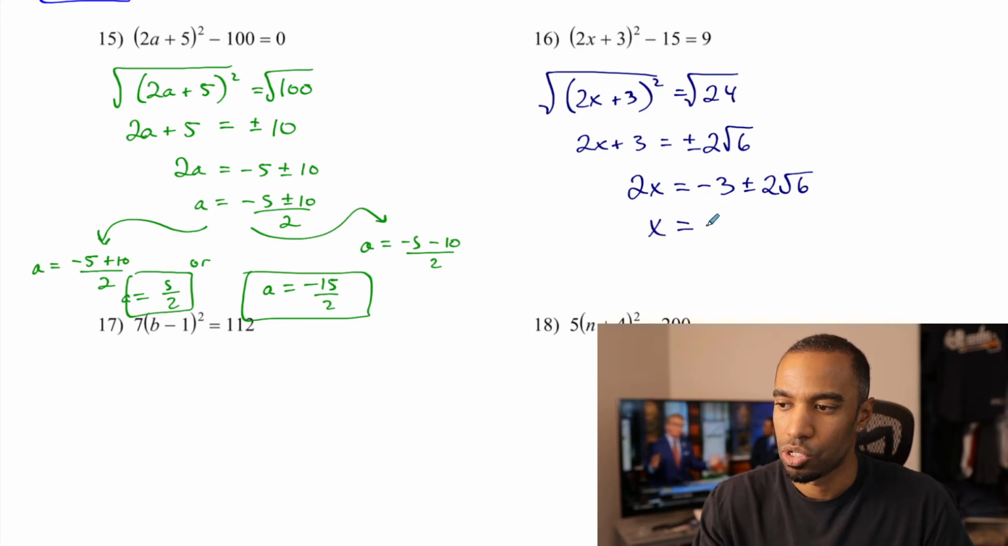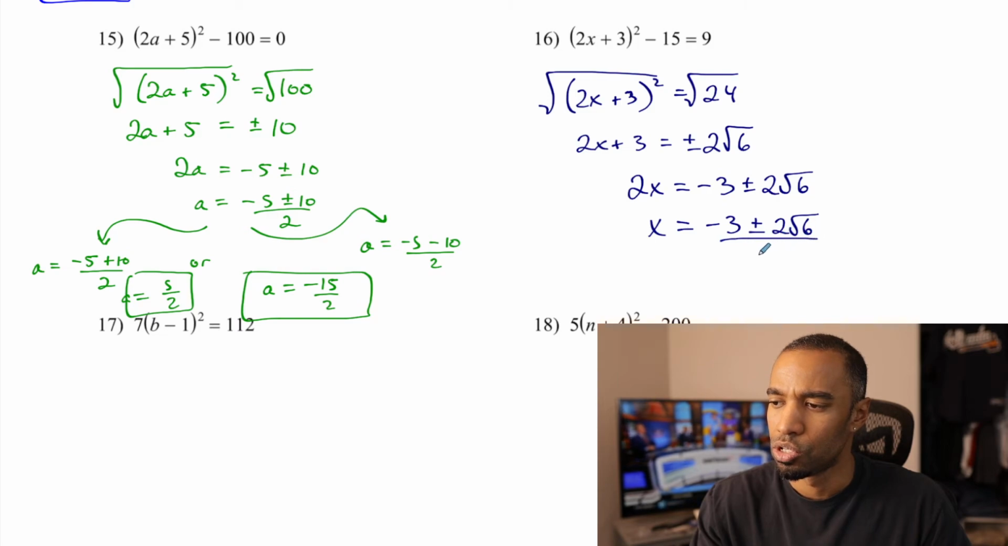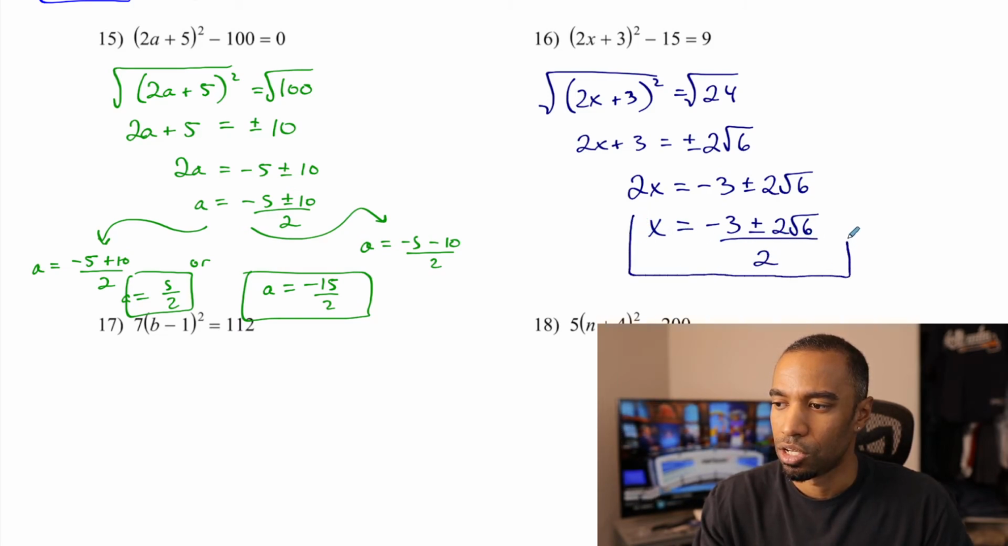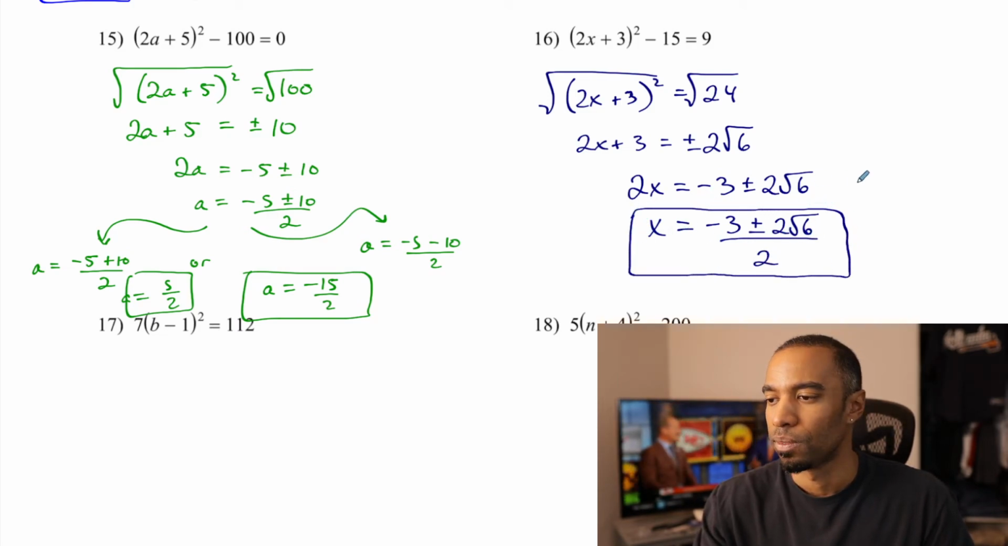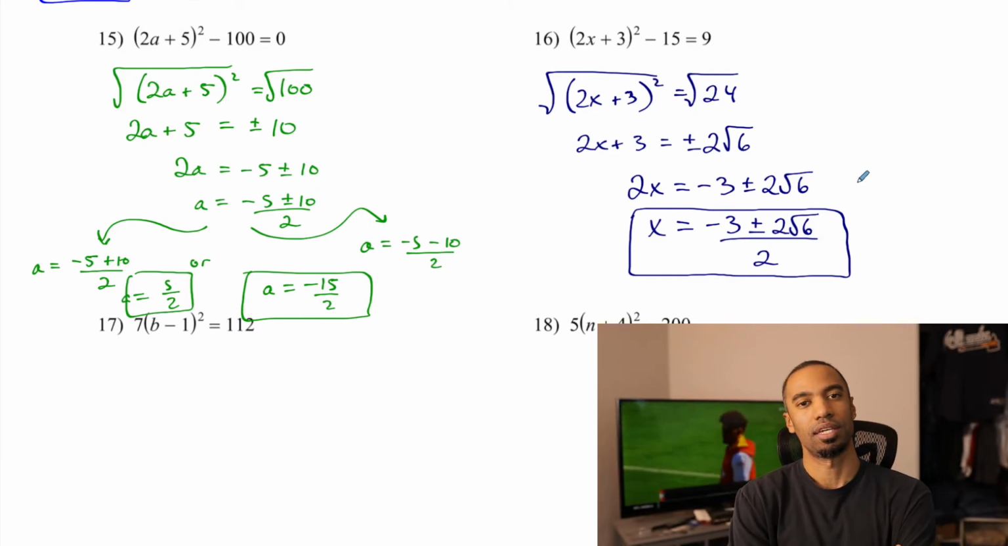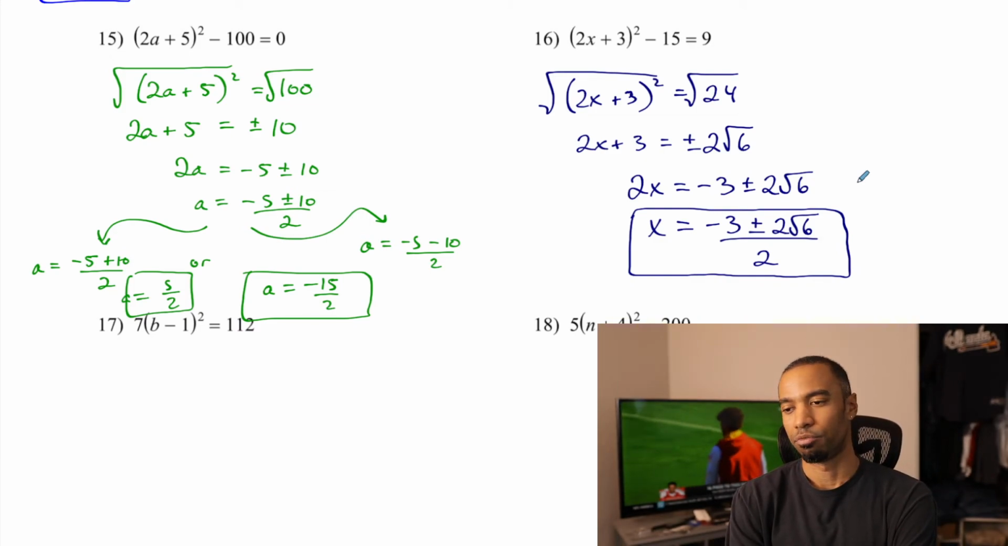So when I divide by 2, everything here divides by 2. Negative 3 divides by 2. 2 root 6 divides by 2. And you know what? I leave it like that. There are times where this thing can simplify. I don't remember if we run into any in these cases here. You're going to have to be careful if they do.